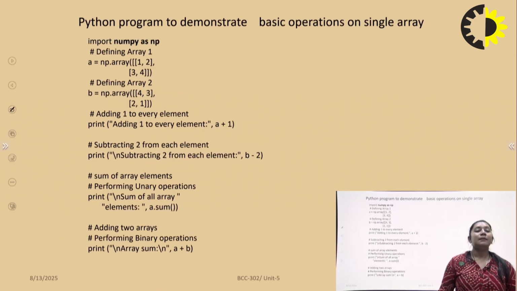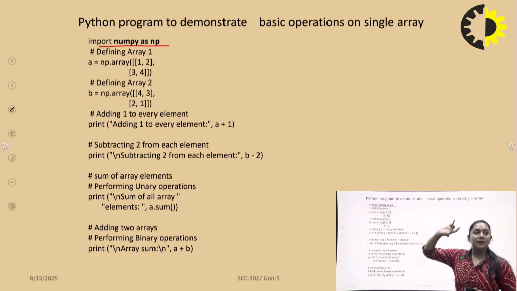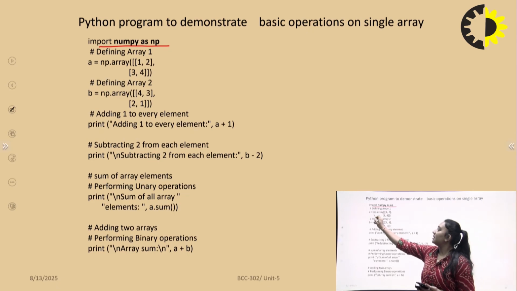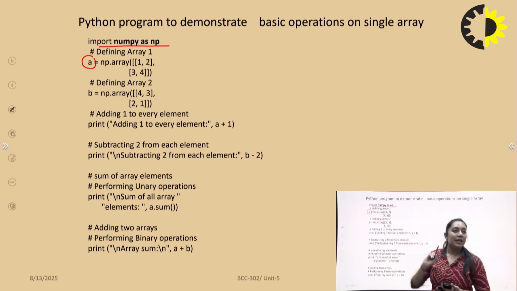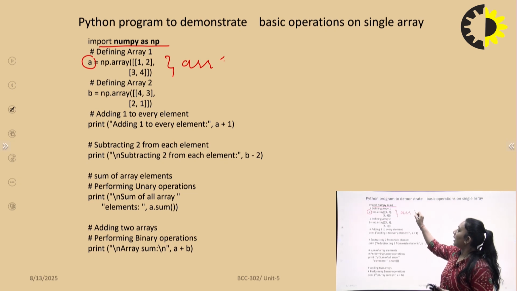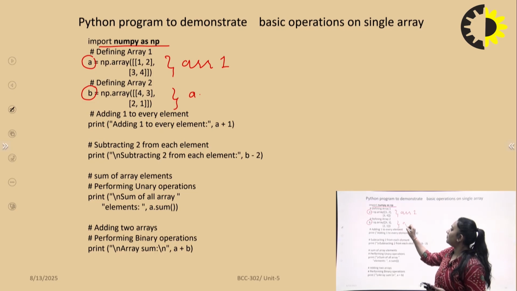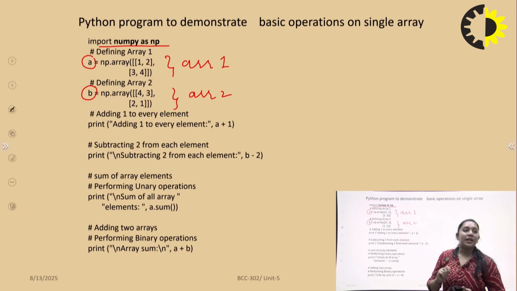Next, you can also perform basic operations with the help of NumPy on a single array. For example, first, while importing the package, we need to write import numpy as np, right? First, you need to define the array, a list, and store it in a variable. Next is array 2, which is stored in a variable b, right? Next is how you can add the elements.